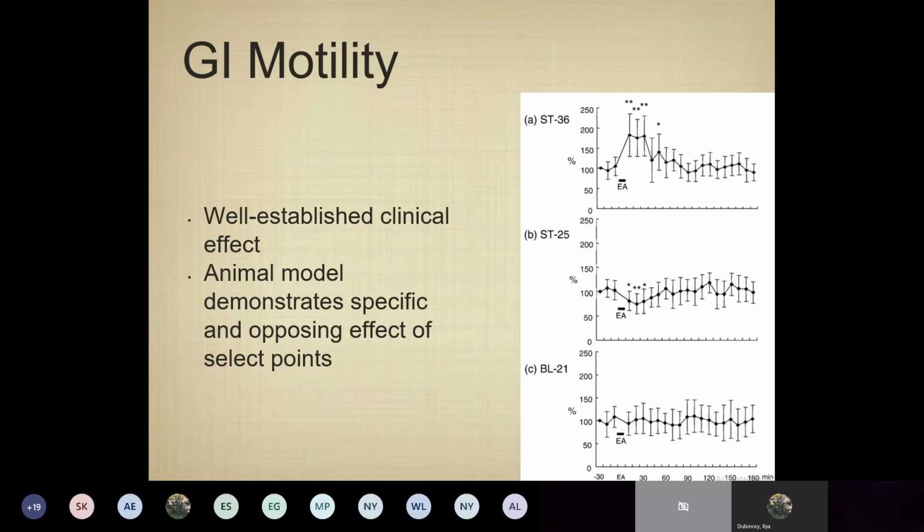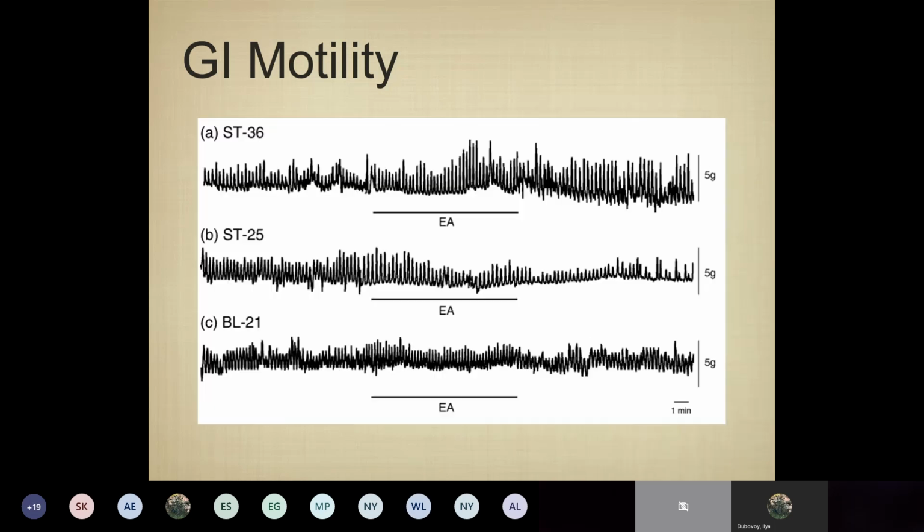We see here that the gastric motility, as measured after a baseline, was increased dramatically by stomach 36 stimulation, decreased by stomach 25 point stimulation, and remained unchanged with bladder 21 point stimulation. We see the same thing using the actual GI motility data here.